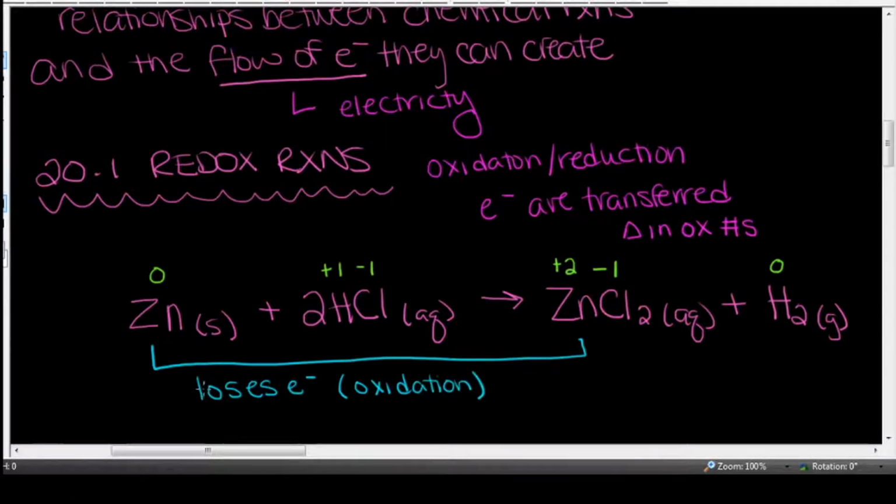We can also see that there is a change in oxidation number in the hydrogen. What color should I use for that? Let's do red. All right, so my hydrogen is going from a +1 to a 0. How is it going from a +1 to a 0? It must have gained electrons. And we call the gain of electrons reduction.